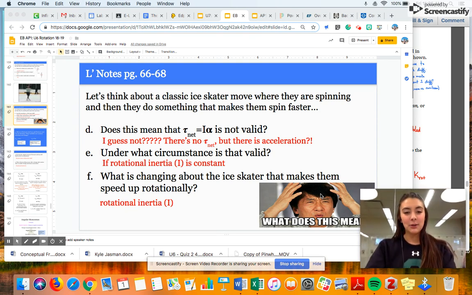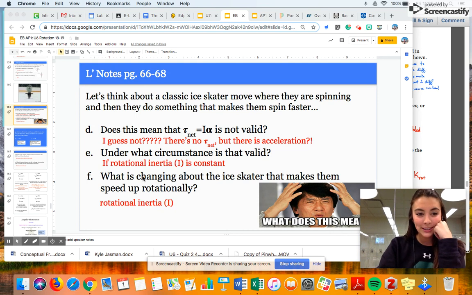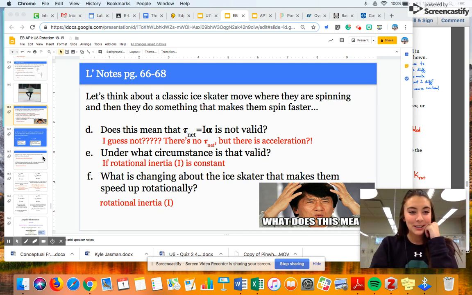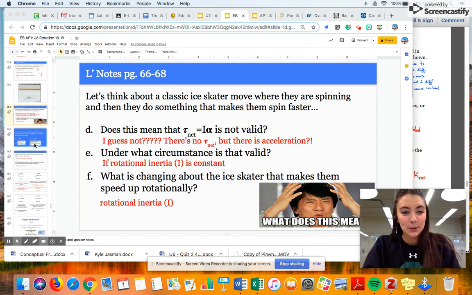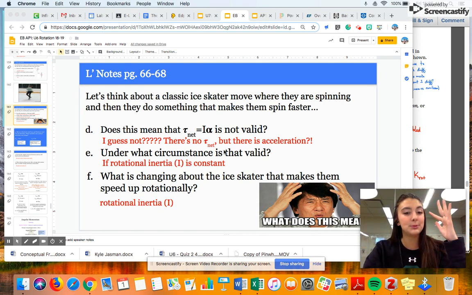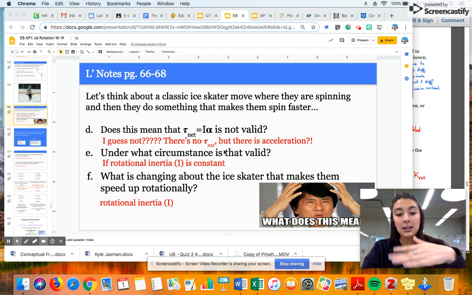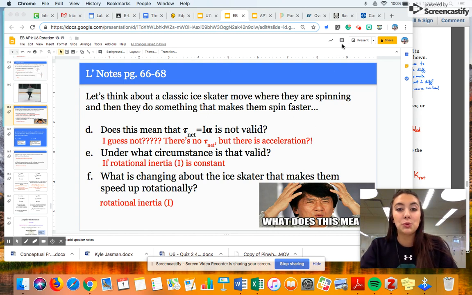All right, so we're going to start. We're going to go ahead and pick up on page 66. So this is where we left off. We were kind of freaking out because we said there is an angular acceleration of alpha, but there is no net torque. So we were wondering, what does this mean? Well, we figured out that net torque equals I alpha is valid, but only specifically when the rotational inertia of the object, or I, remains constant.